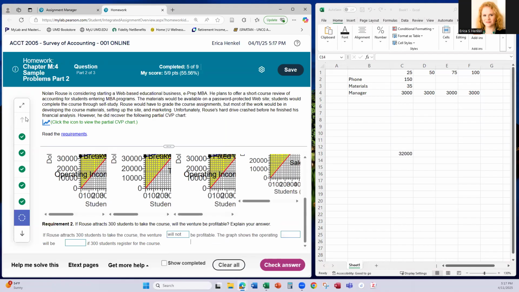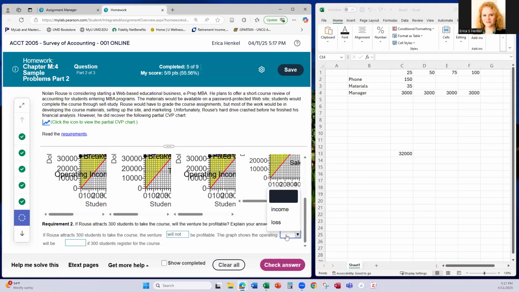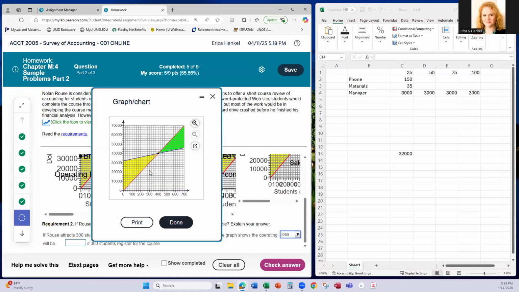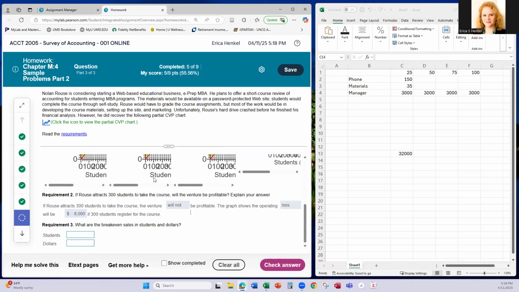So at 300 students, if we look at this here, that would be right here. Our sales are below our total cost line. So an operating loss would be happening. And the operating loss at that level looks like it is, let's see, 30,000 versus 38,000. So it looks to me like a loss of 8,000 there if only 300 students register. Yeah, the unlabeled one was way easier to read.